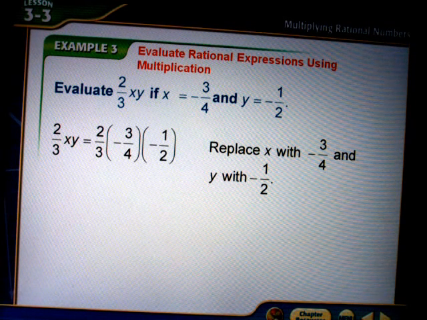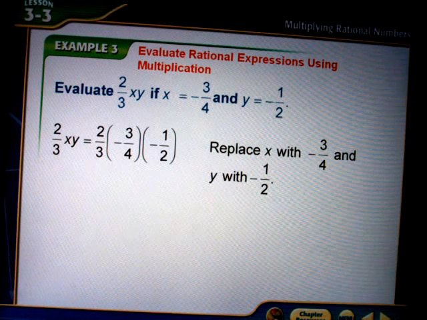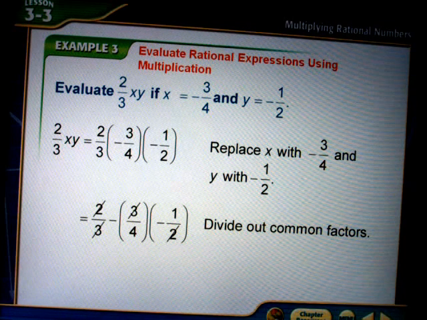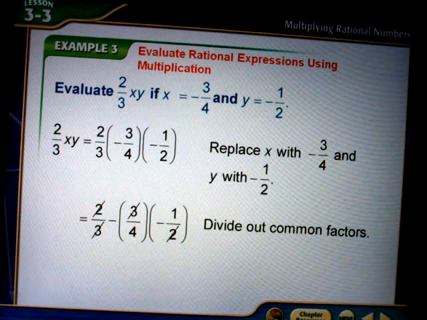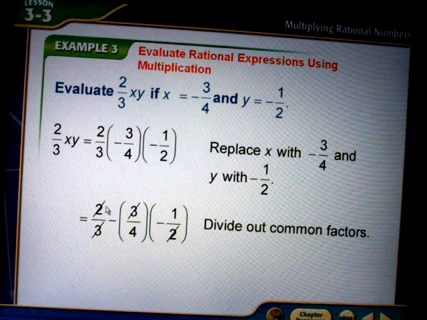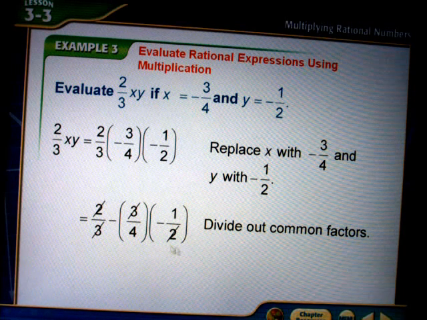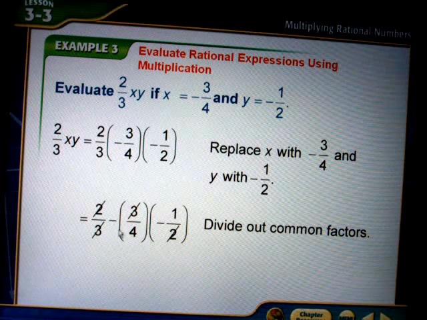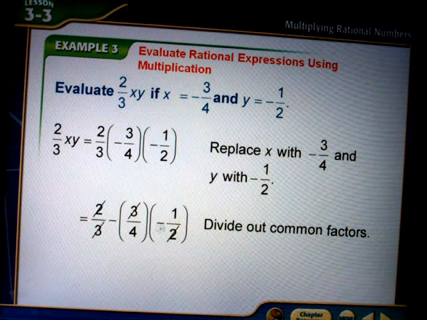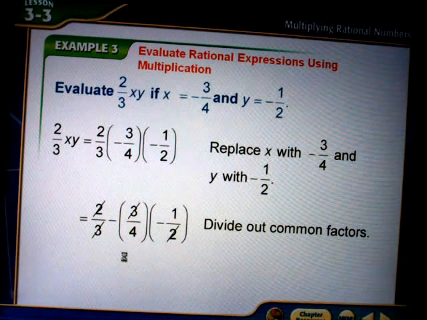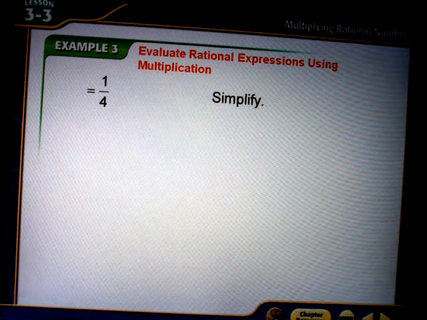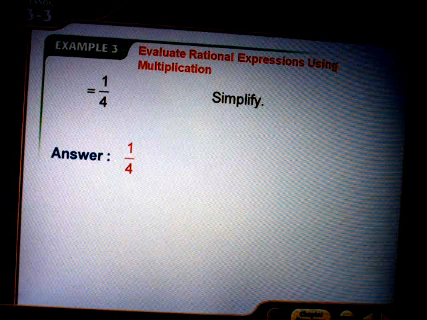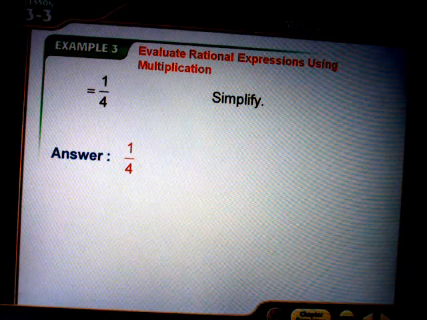And then here is where I like to cross multiply and see what I can weed out that I don't need. So because here you have a 2 and a 2, those would divide out. And then 3 and 3, those would divide out, so all you're left with is a 1 and a 4. So your answer is 1/4. And it's positive, like I said, because those two negative fractions make it positive. So your answer is 1/4.